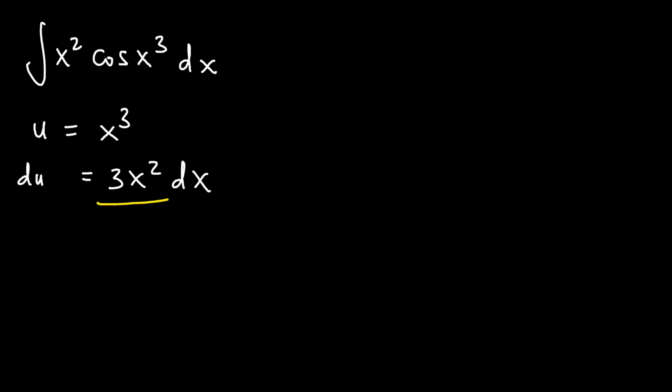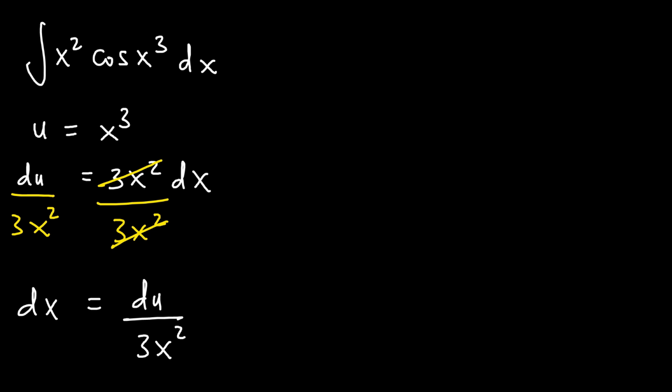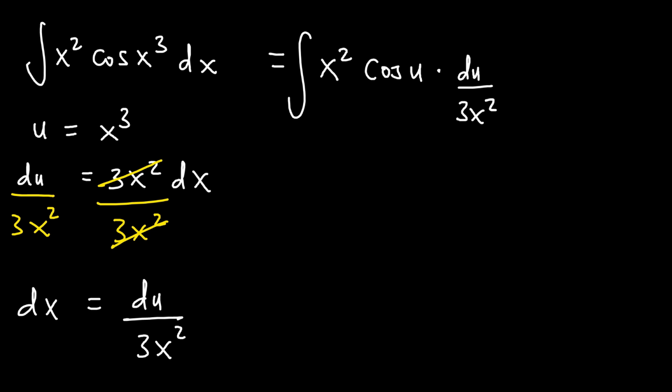And to find dx, let's divide this by 3x^2 and also this by 3x^2. This will cancel with that, and so we shall have dx equaling du divided by 3x^2. And so our integral will be the integral of x^2 times the cosine of x^3, which is u, and then times dx, which is du divided by 3x^2. Now this x^2 will cancel with that, and so we shall have the integral of 1 divided by 3 times cosine u du.